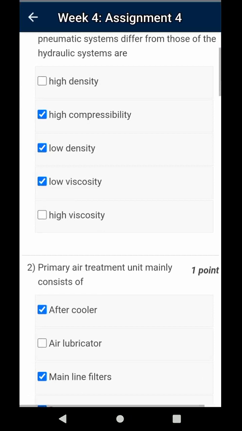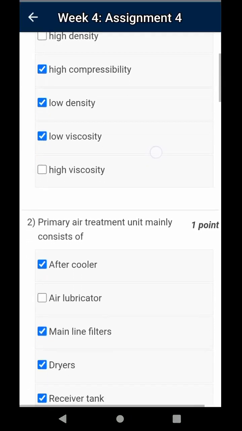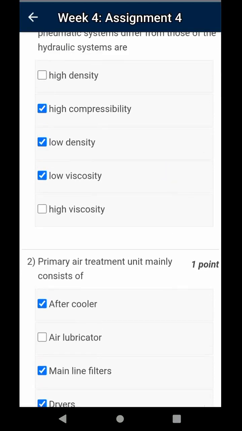So high compressibility is the answer, and low density and low viscosity. Gases are always of low density and low viscosity. So these options are also correct.